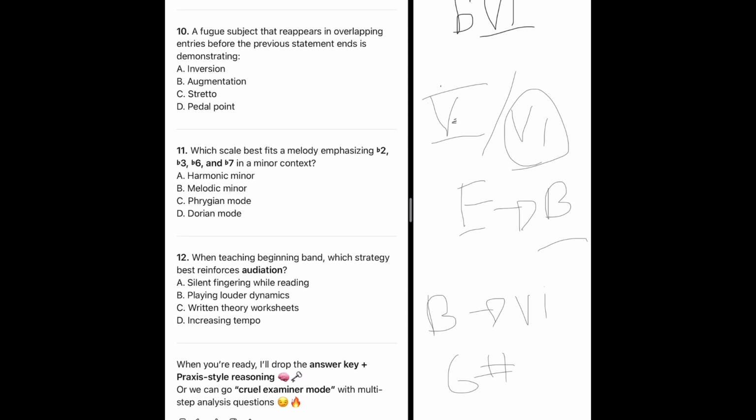When teaching beginning band, which strategy best reinforces audiation? Singing your fingers while reading, playing a lot of dynamics. I'm gonna say the dynamics.